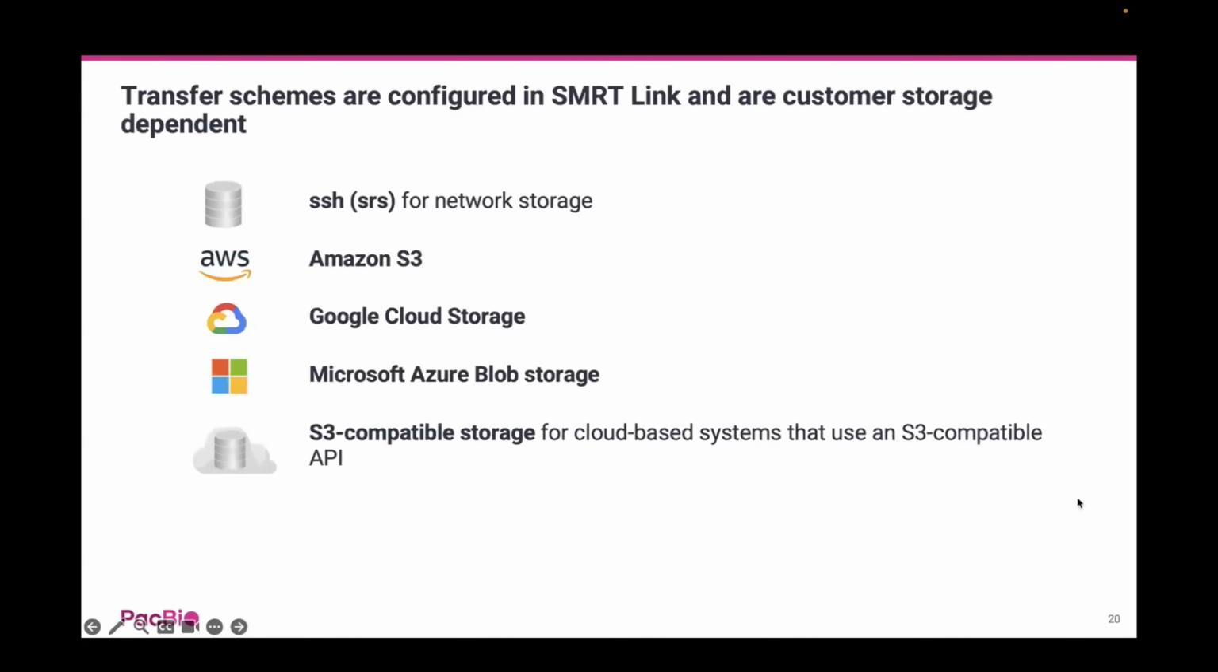SmartLink can leverage multiple ways to transfer data. Each type of transfer type is called a transfer scheme, and SmartLink allows the users to use SSH using the secure rsync protocol for network storage, such as your solid-state drives, Amazon S3, Google Cloud Storage, Microsoft Azure Blob Storage, as well as any S3 compatible APIs.